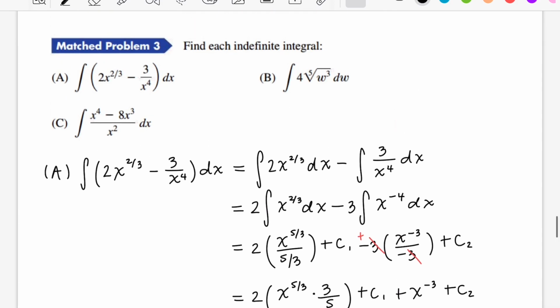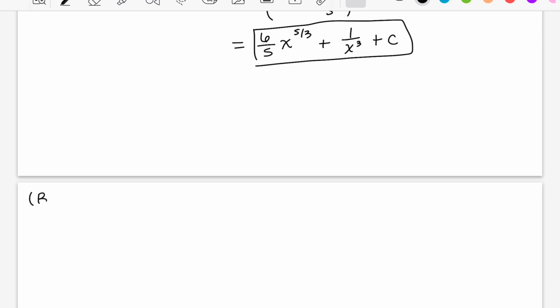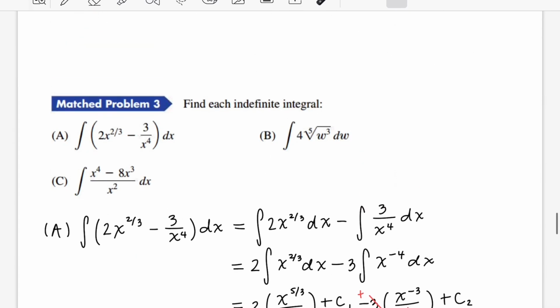All right, now for part B, we're going to have to do some algebraic manipulation to write this in a better form to take the integral. So we have the integral of 4 times the 5th root of w cubed. And we're taking this integral with respect to w. Right.